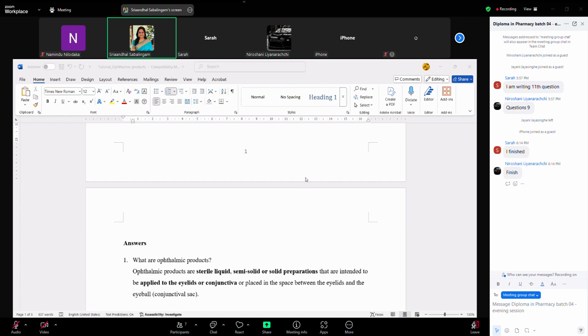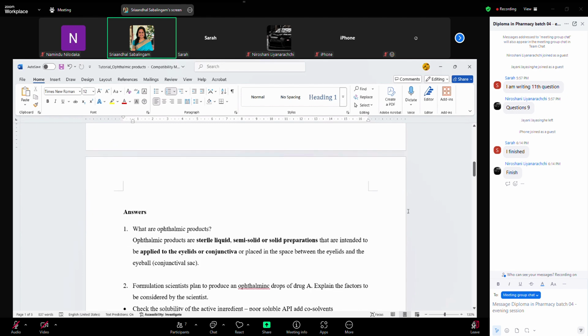Okay, that answer is okay. So you can add like they are sterile, liquid, semi-solid or solid preparations intended for the eyelids or the conjunctival sac, right? And they are used for therapeutic and diagnostic purposes, right?